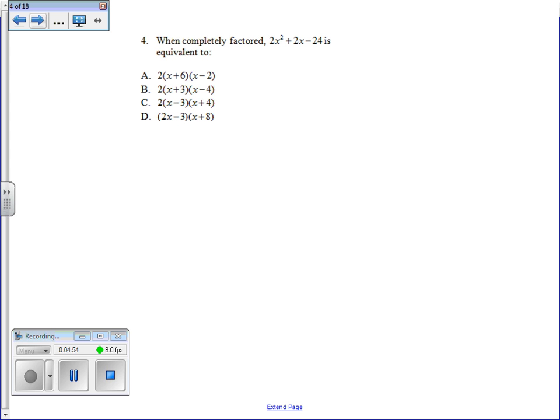For 4, when completely factored, 2x squared plus 2x minus 24 is equivalent to what? I see that there is a common factor of 2 in each one, so I'm going to divide the whole thing by 2, and I'm going to have 2 on the outside, which gives me x squared plus x minus 12. Now I'm going to factor the trinomial.